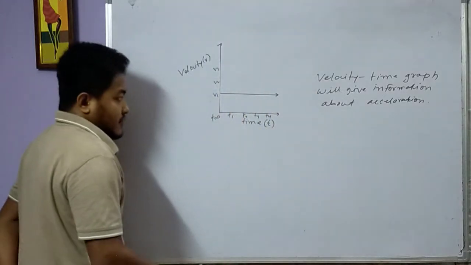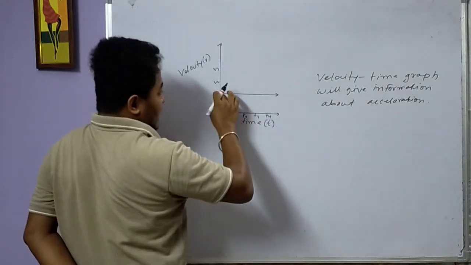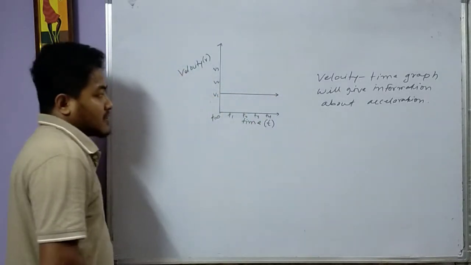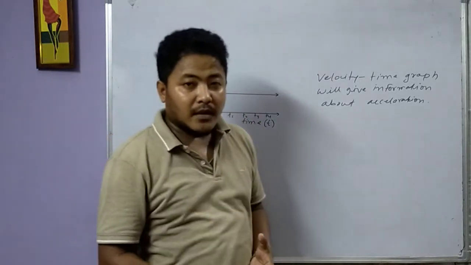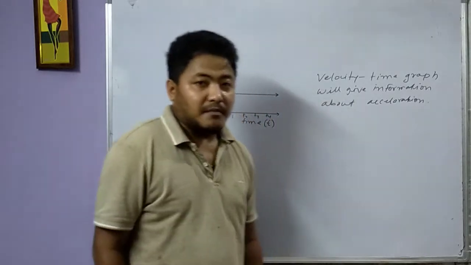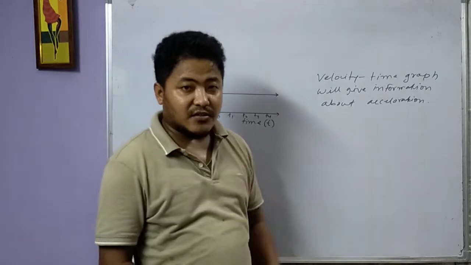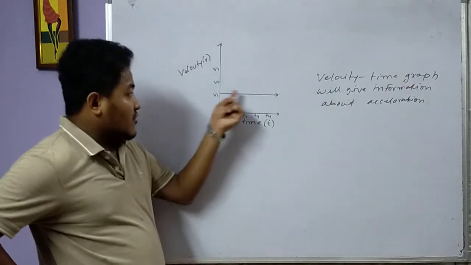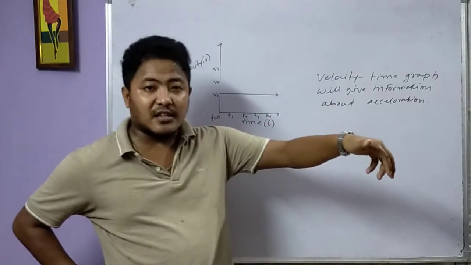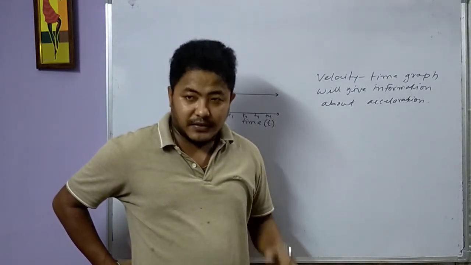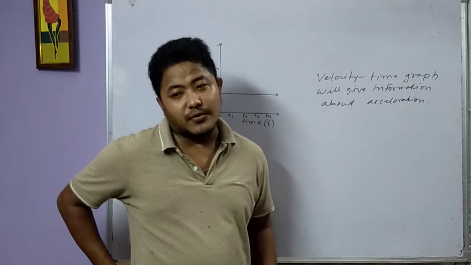So in this case, if you see here, this particular slope means that velocity is not changing. Velocity is not changing means what? Velocity in this case is constant. Velocity is constant. If velocity is constant, acceleration is going to be 0. Is that clear? If velocity is constant, acceleration is going to be 0.